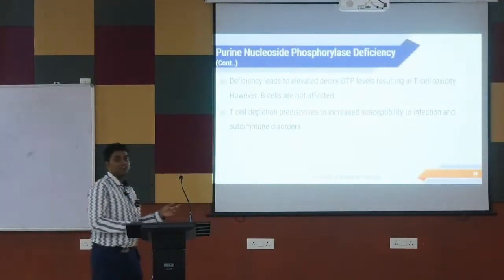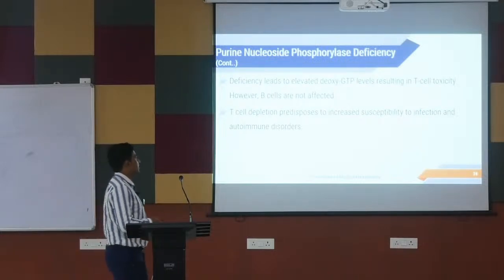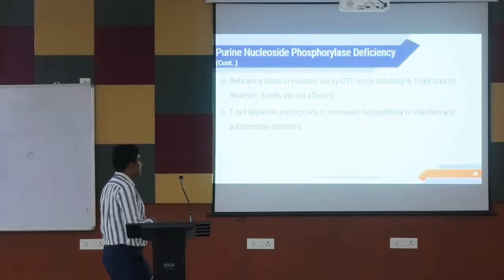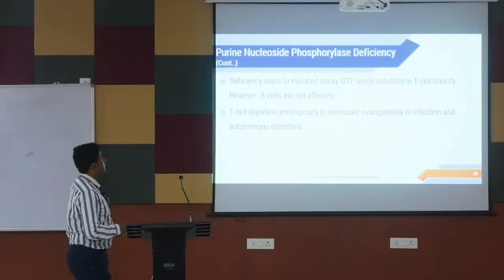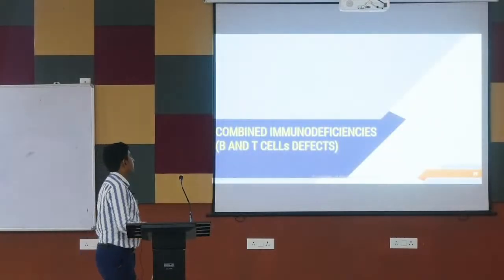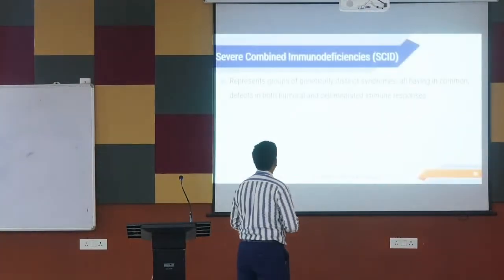এগুলো তোরা আমার থেকে ভালো জানবি, বায়োকেমিস্ট্রি তোরা এক্ষুনি পড়ে এসেছিস। The deficiency leads to elevated deoxy-GTP levels resulting in T cell toxicity, কিন্তু B cells গুলো affected নয়। T cell depletion এ কি হচ্ছে? Predisposed to increased susceptibility to infection and autoimmune disorders. Now coming on to combined immunodeficiencies of B cell and T cell defects.